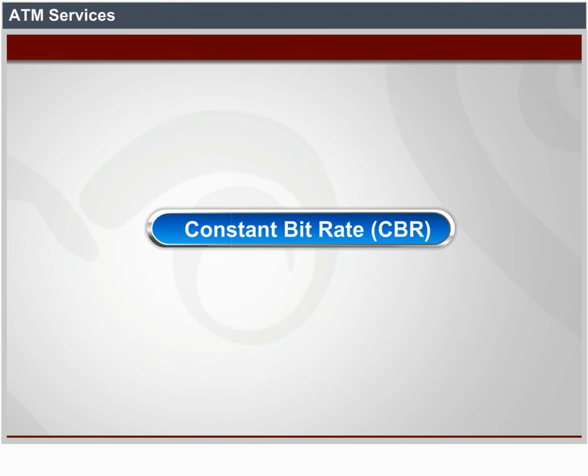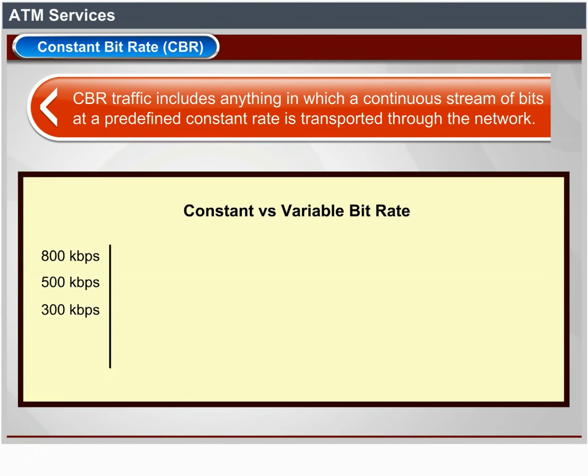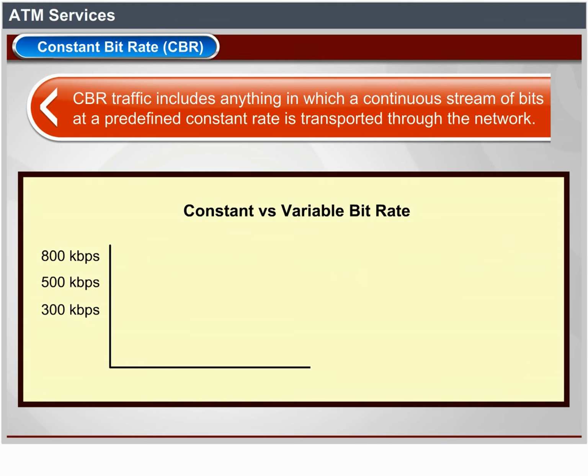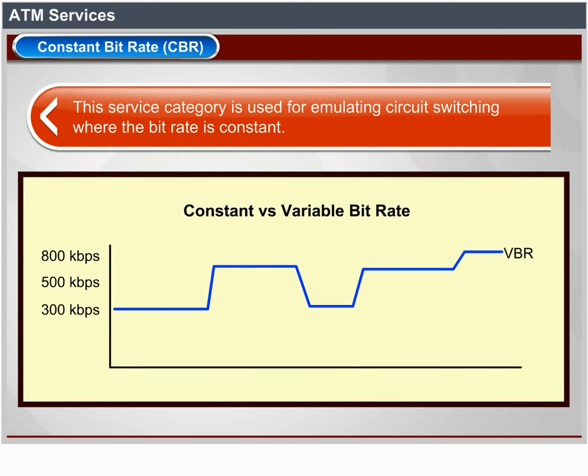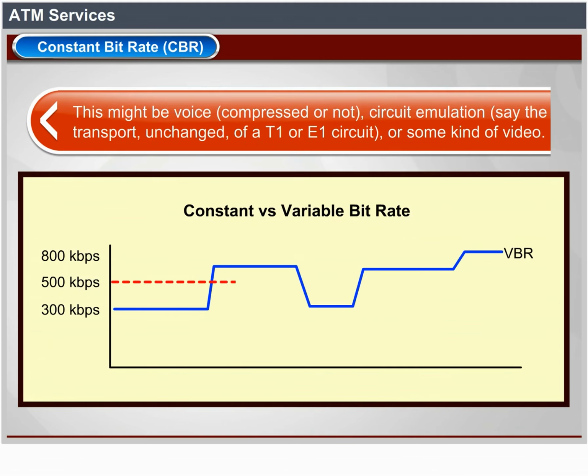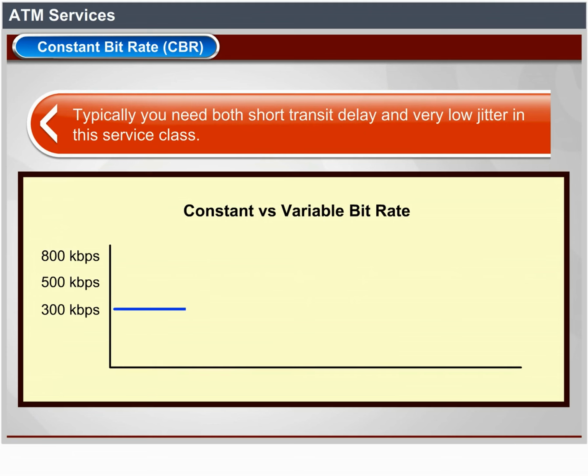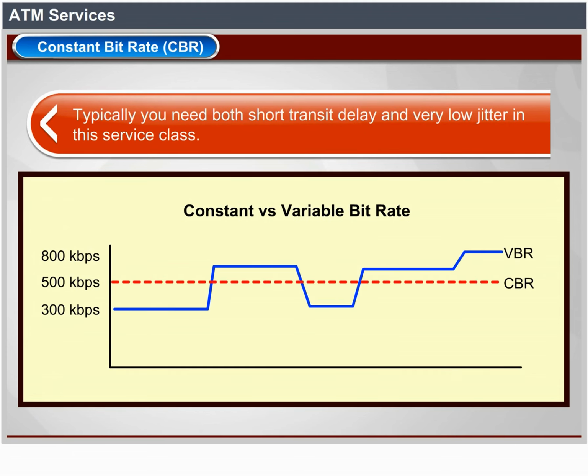Constant bit rate CBR. CBR traffic includes anything where a continuous stream of bits at a predefined constant rate is transported through the network. This service category is used for emulating circuit switching where the bit rate is constant. This might be voice, compressed or not, circuit emulation, say the transport unchanged of a T1 or E1 circuit, or some kind of video. Typically, you need both short transit delay and very low jitter in this service class.